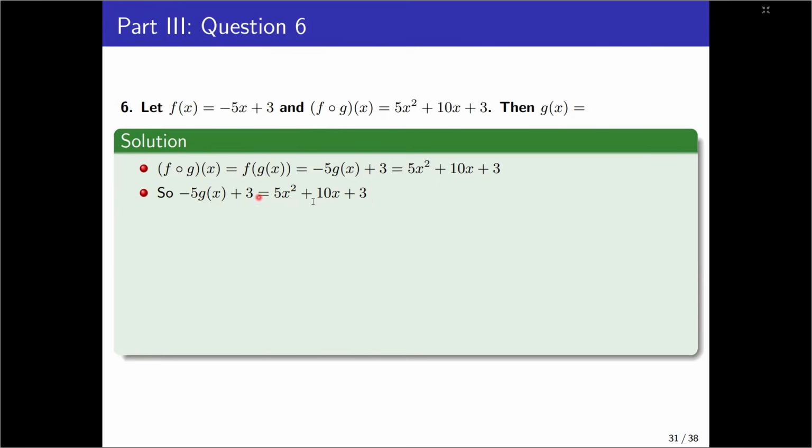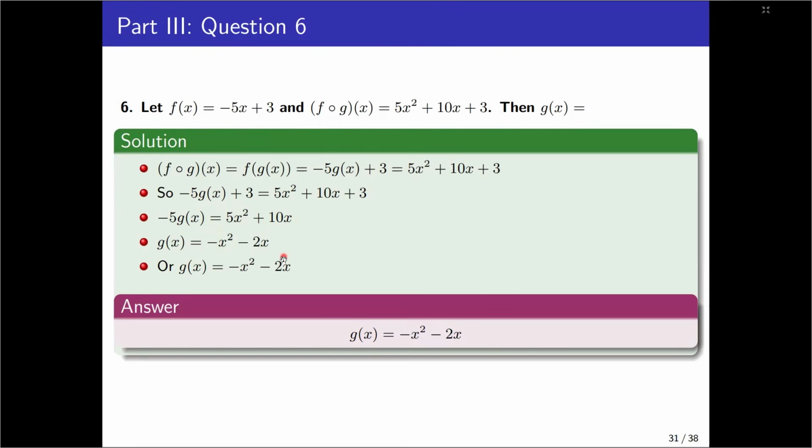Therefore, taking the 3 to the right side, we have minus 5 times g of x equal to 5x squared plus 10x. Then, in order to obtain an expression for the unknown function g of x, let us divide both sides of this equation by the coefficient, which is negative 5. Therefore, we have g of x equal to 5x squared over minus 5, which is minus x squared, and 10x over minus 5, which is minus 2x. So the answer is g of x equal to minus x squared minus 2x.